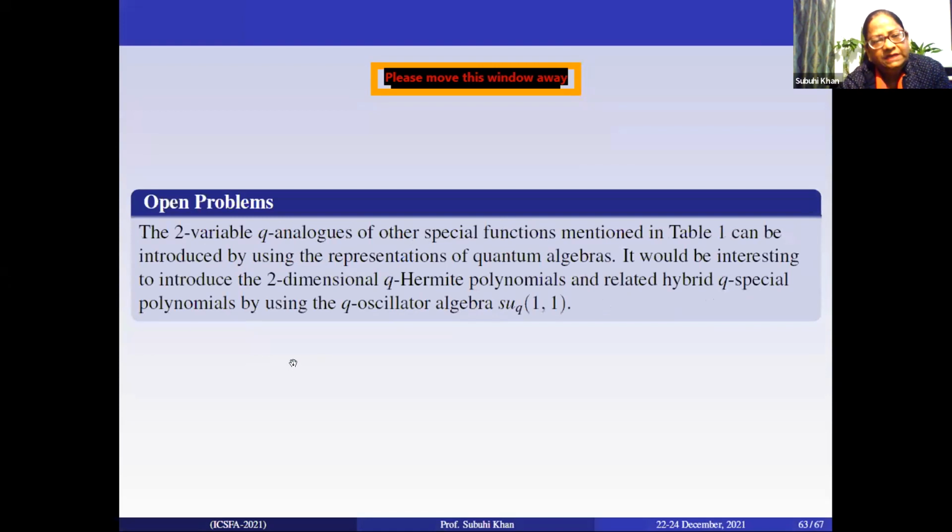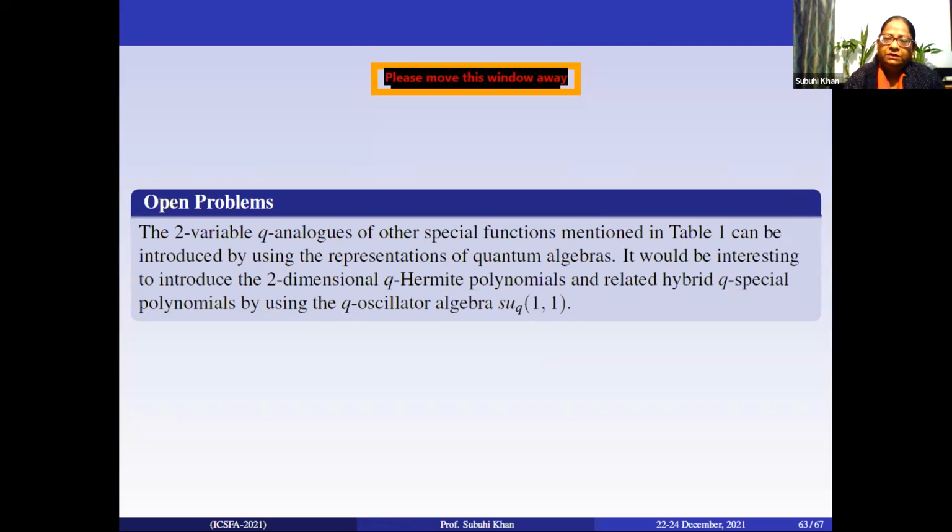And there are certain open problems on which we are also working, and if anybody is interested, there are the two variable Q analogs of other special functions, not only the two variable, maybe the Q analogs of other special functions. It is mentioned in table 1 that there are some set relations with some Q special functions or Q analogs of special functions with certain algebras, but it is not limited, but they can be introduced by using the representations of quantum algebras.